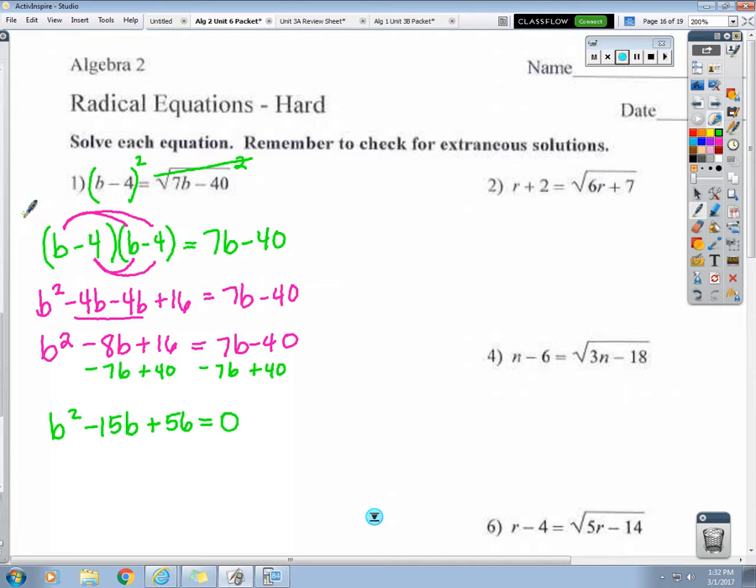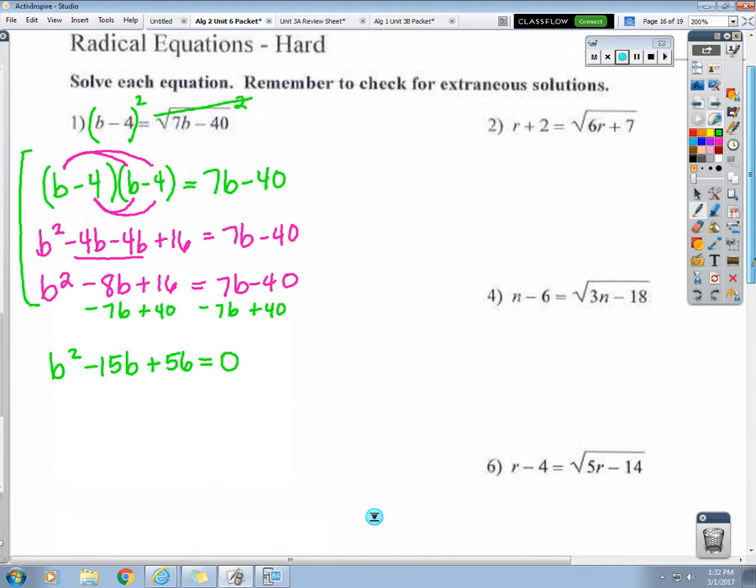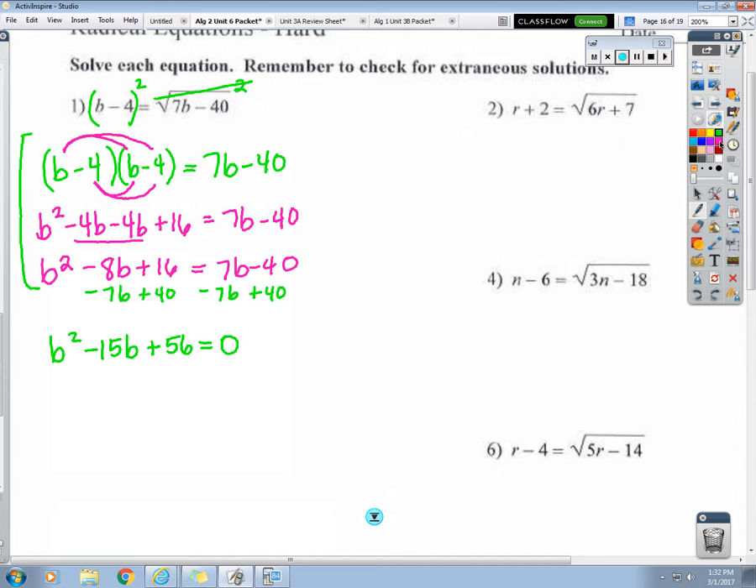So from here to here was the new stuff. Now this is just like yesterday. Now I'm just going to factor by looking for two numbers that multiply to 56 and add to negative 15. What two numbers will do that? Okay, but to add up to a negative and multiply to a positive, they both need to be negative. And so your final solutions are positive 8, positive 7.